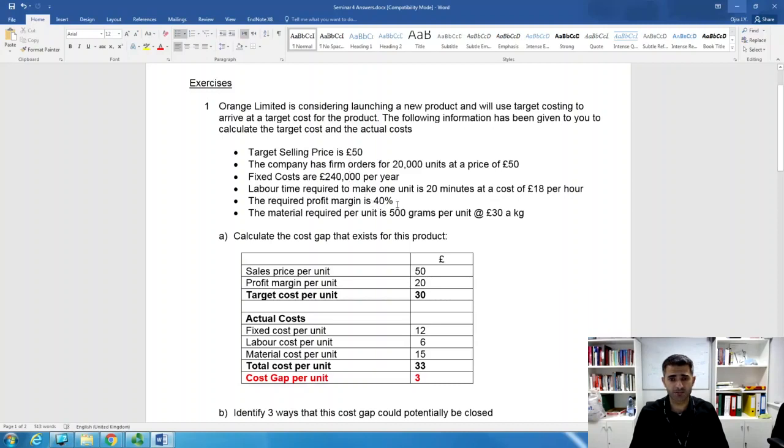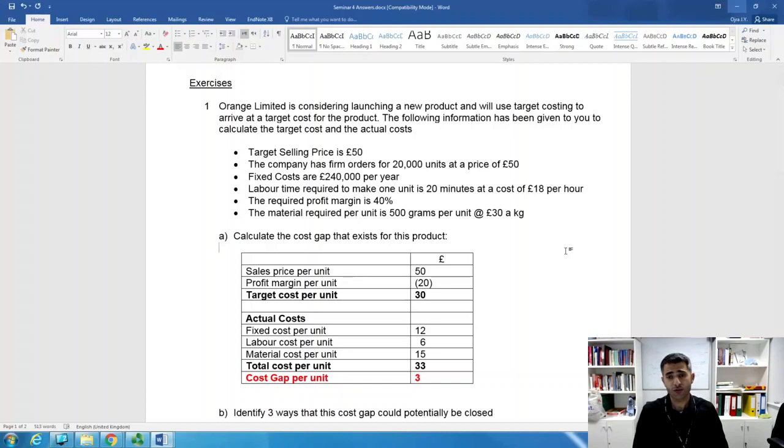You need to deduct the required return on the profit margin, which the question states is 40%. If you multiply £50 by 40%, you should be able to find £20. So the required return is £20. The selling price, if you take away £20, that leaves £30. So £30 is the target cost.